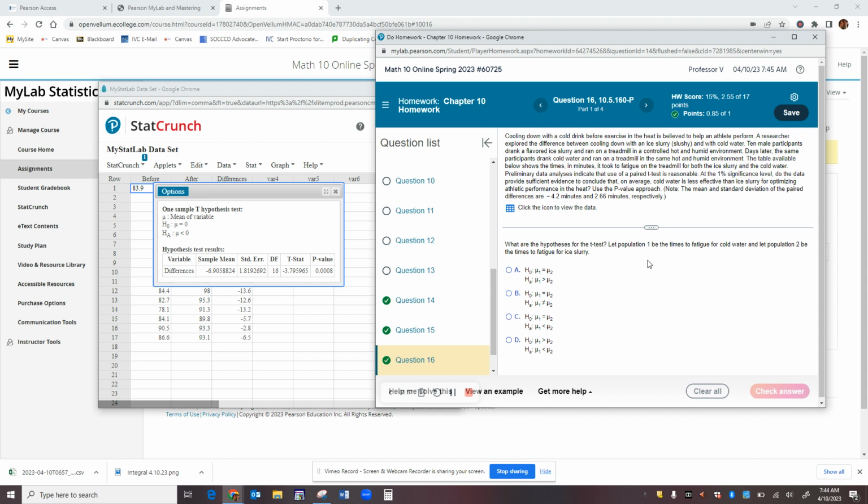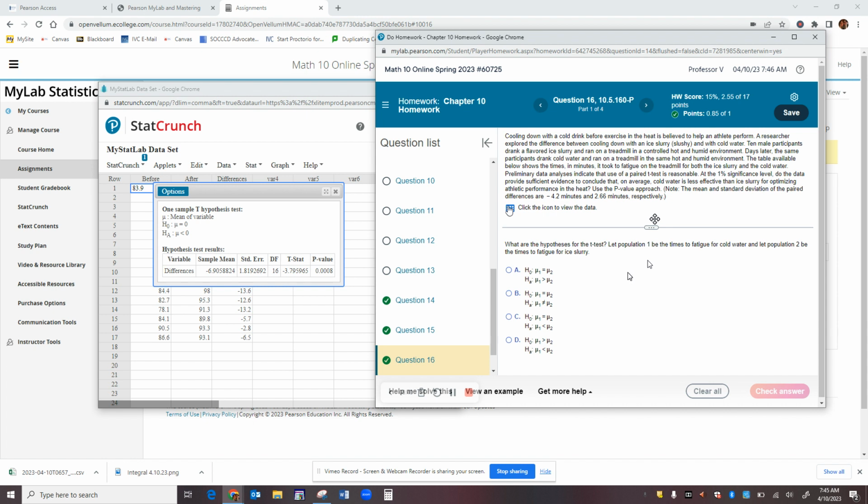Let me redo it. So, cooling down with a cold drink. This is the example that I did originally in the video, and I'm not going to read through it again. At the 1% significance level, do the data provide sufficient evidence to conclude that on average, cold water is less effective for optimizing athletic performance in heat? Use the p-value approach. Oh, and they already gave you the mean and standard deviation of the paired differences. So you could actually do the t-test with summary, because you have the mean and standard deviation right here, -4.2 and 2.66. If you don't want to, that's fine, though.